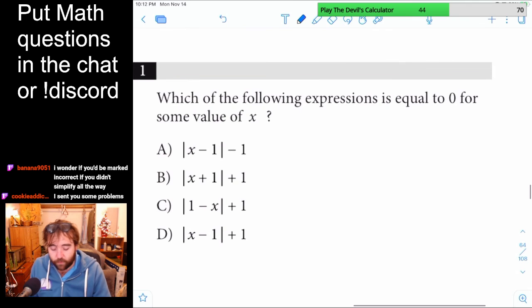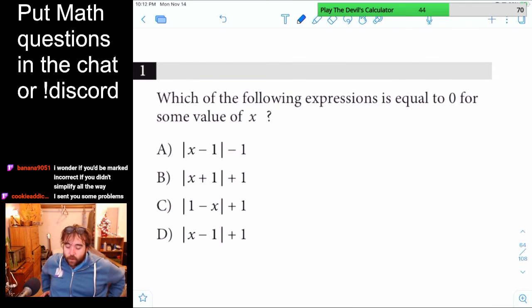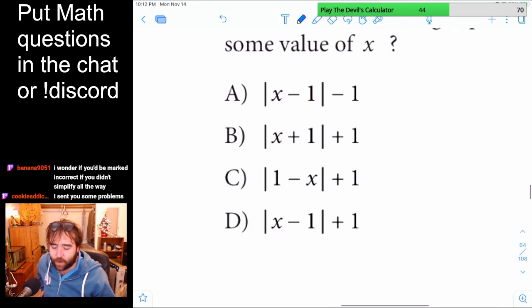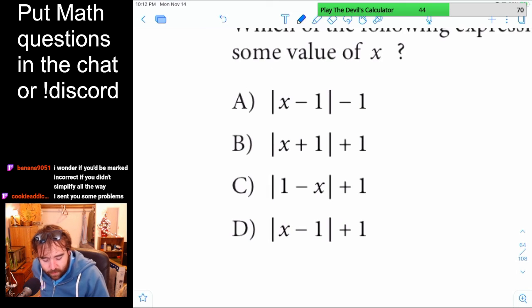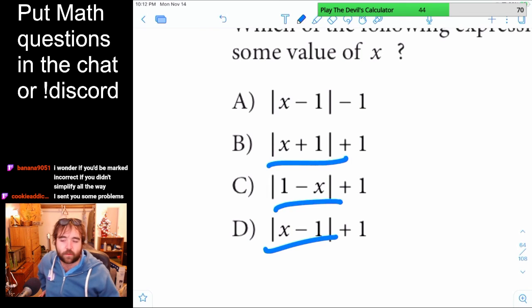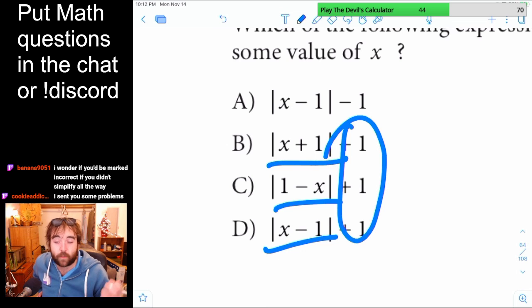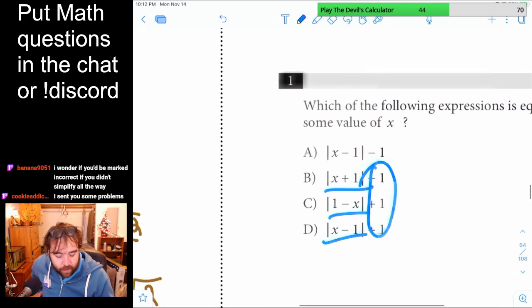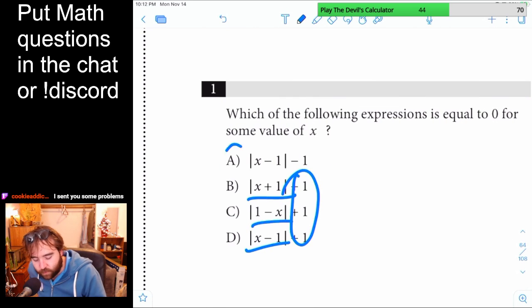And then which of the following expressions is equal to 0 for some value of x? This is just like the one we did before, except a little different. You just kind of look for the odd one out, just like the one before, because all of these are positive, right? The absolute value is just always positive. It doesn't matter if it's a negative x on the inside. It's just always positive. And so when you add 1 to it, it's going to be even more positive. The only way it's going to get to be 0 is if you subtract 1 from it.